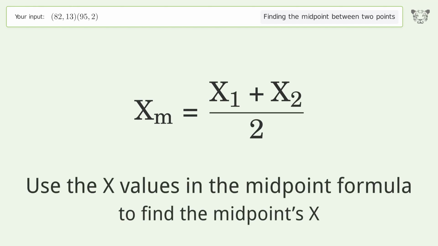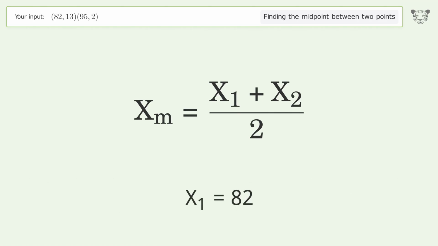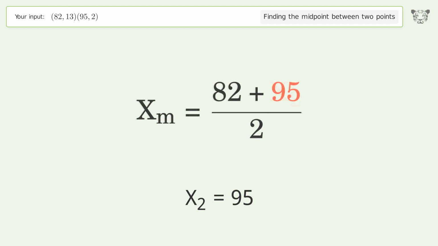Use the x values in the midpoint formula to find the midpoint's x. x1 equals 82. x2 equals 95. Simplify the arithmetic.